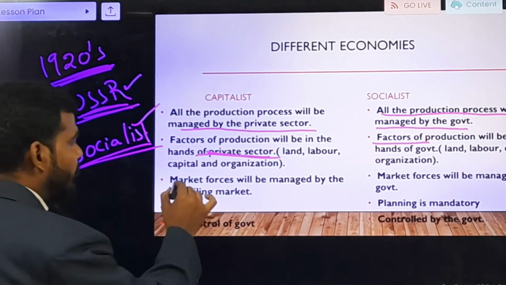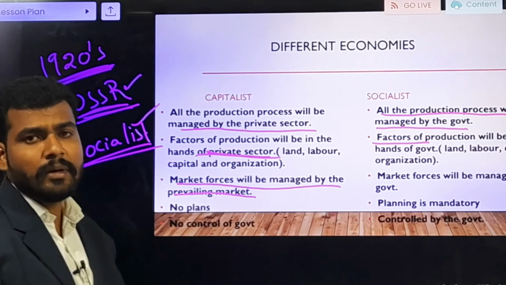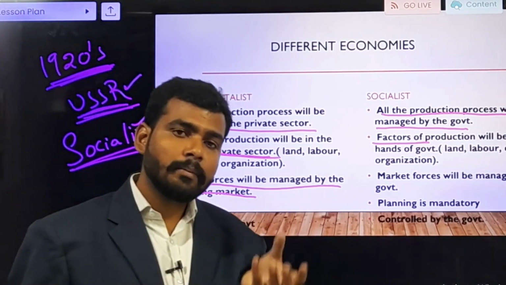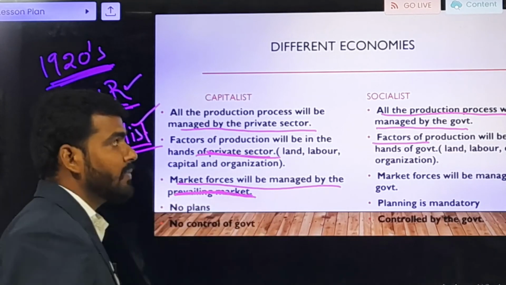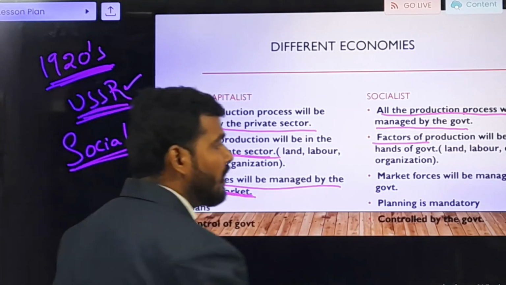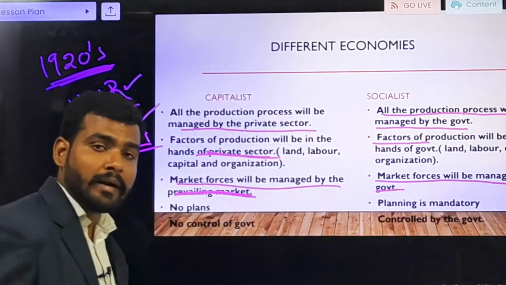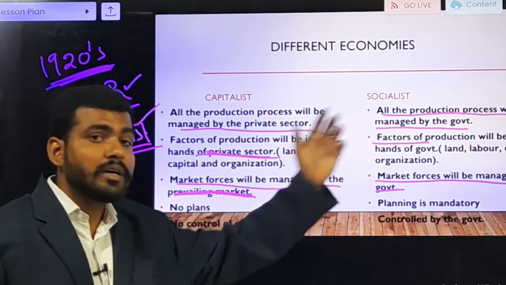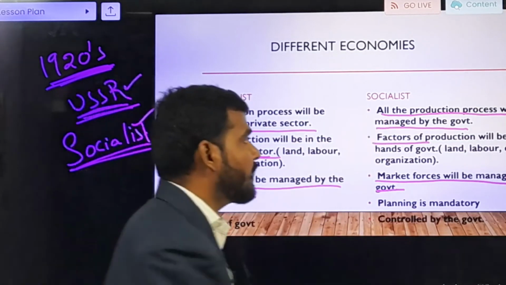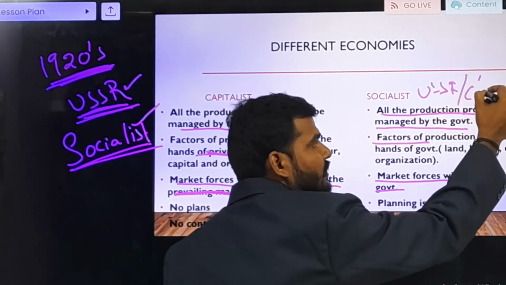Market forces will be managed by the prevailing market. What are the market forces? Demand and supply. Demand and supply will also be managed by prevailing market only. But when it comes to socialist economy, market forces will also be managed by the government only. అంటే డిమాండ్ అండ్ సప్లై ని కూడా గవర్నమెంట్ హ్యాండిల్ చేస్తుంది. సోషలిస్ట్ ఎకానమీకి ఒక ఎగ్జాంపుల్ చెప్పండి అంటే USSR అండ్ నాట్ ఓన్లీ USSR, చైనా.